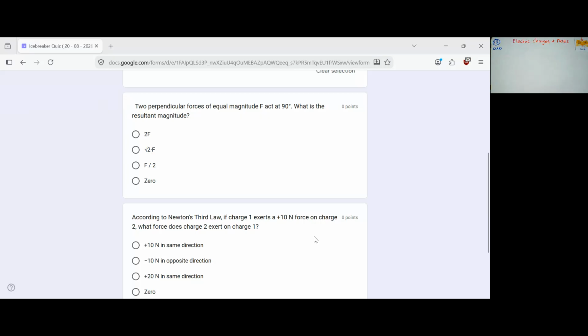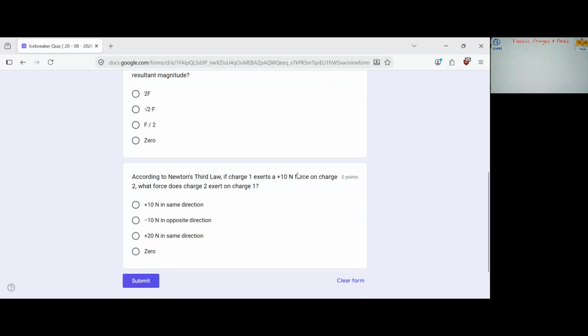Okay, good. The answer is B, root 2 F. By applying the Pythagorean theorem for vector addition at right angles, F net is the root of F square plus F square plus 2F cos 90 degrees, so you will get the root of 2F square. So then we will get root 2 into F. Is it clear? Okay, good. So the answer is option B.